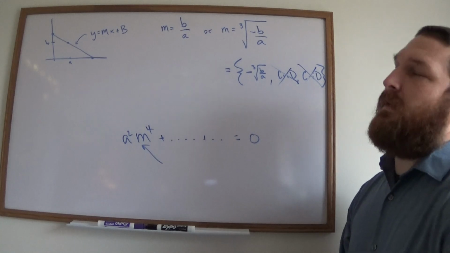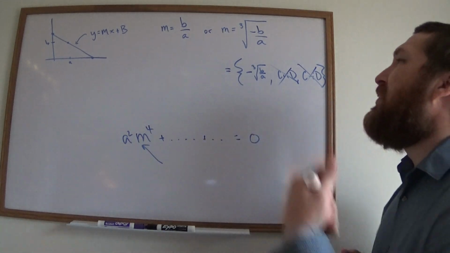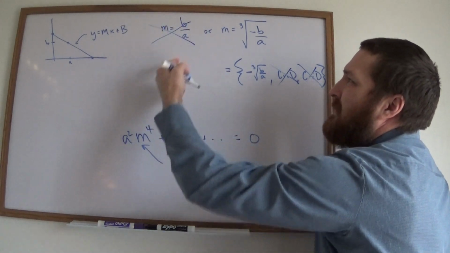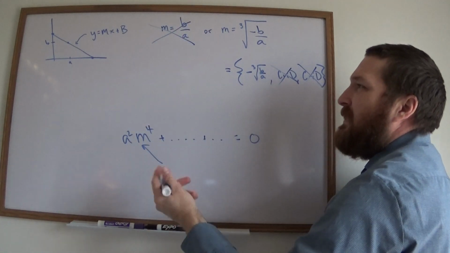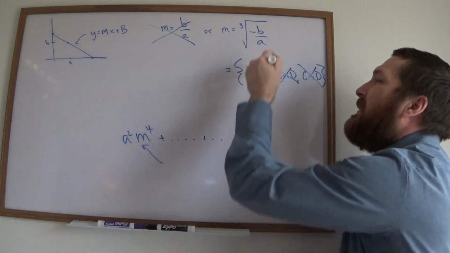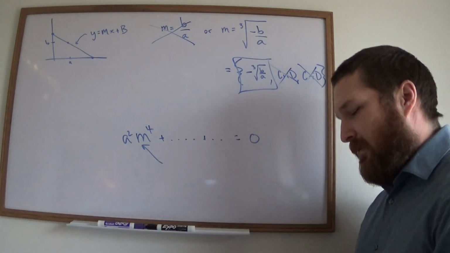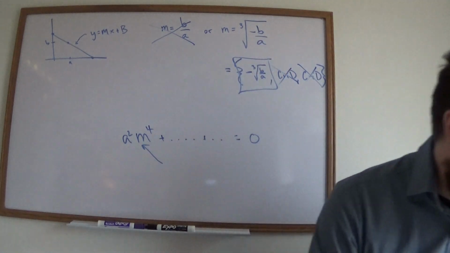Right? You could say, well, wait a second. We know that the slope has to be negative, so it can't be this one, because b and a are both positive numbers. We know it has to be a negative slope, and so there is your answer. Okay, that's all I wanted to say about that.